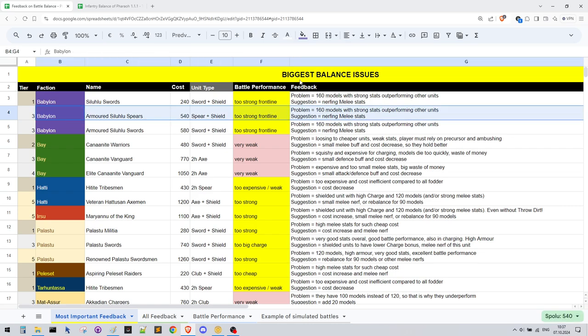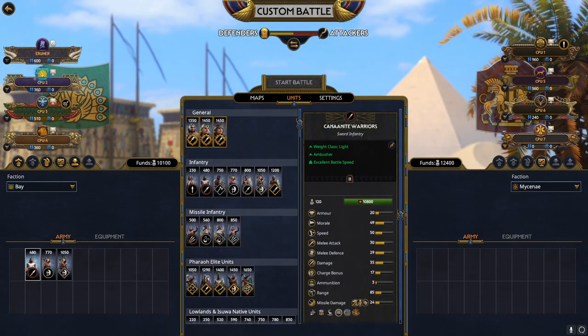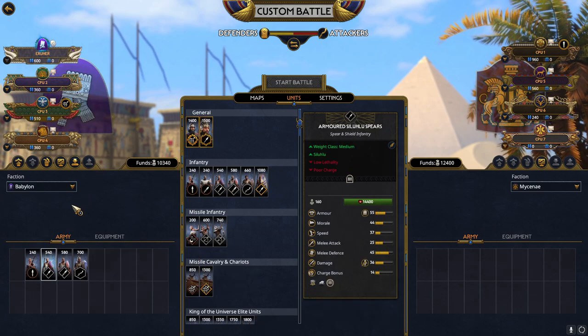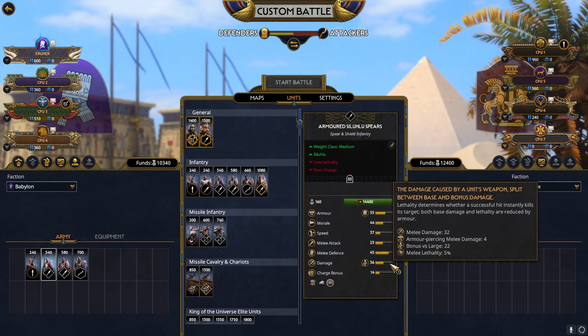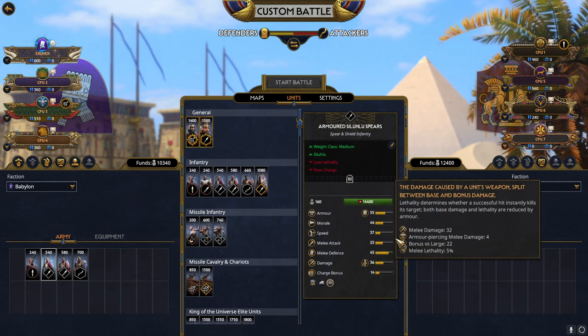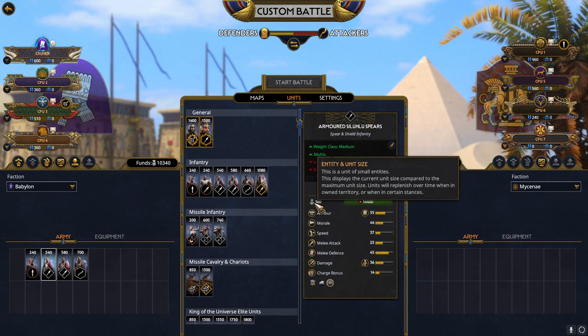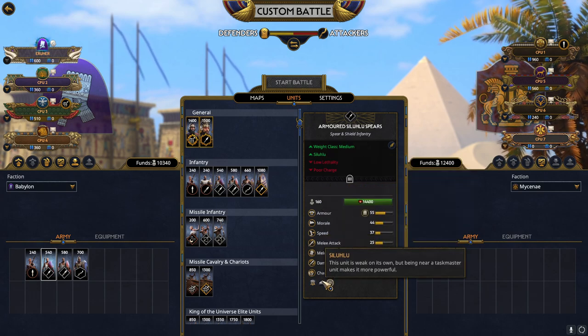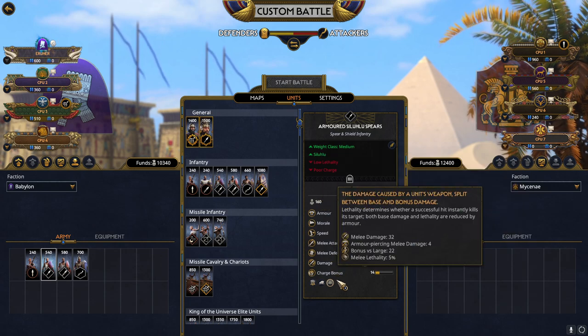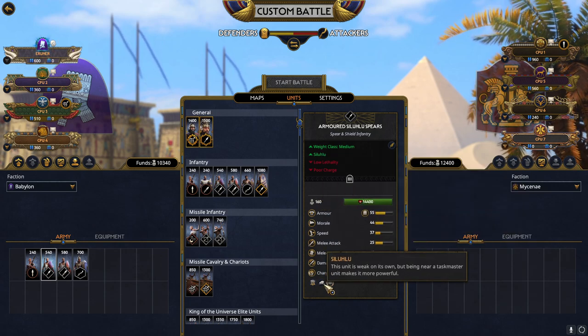This is one example. Now let's have a look in the game to see if this is somewhat true. So let's go to Babylon. Let's have a look at these spears. 25 attack, 45 defense seems quite average. Weapon and armor are pretty good, and these 160 models are what make them very strong. You might argue that it is all because of Siluhlu, but I did some simulation without this ability, and all their very high performance is without the Siluhlu ability.